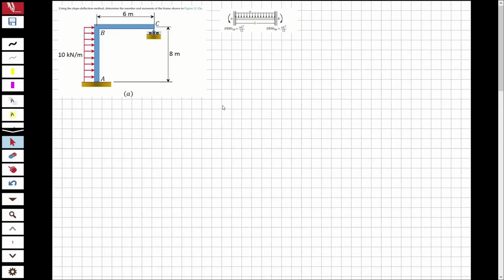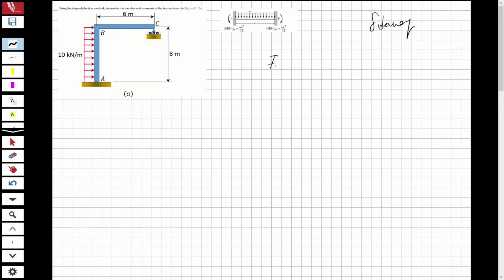In this video we are going to analyze the questions about the structural analysis. The question will be analyzed with the slope deflection method, and in the question there is a sideway, so we are going to calculate the deflection also. Okay, so now let's solve the question.